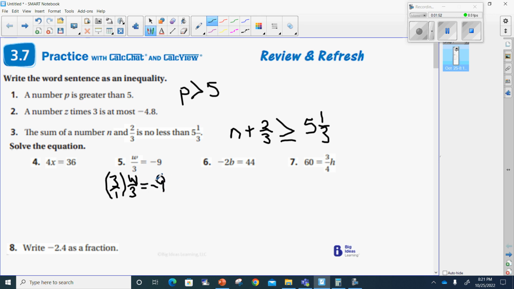Remember, whatever I multiply to one side, I multiply to the other. So I'm going to have to multiply this by 3 over 1 as well. And now I've got, well, the 3's cancel out because 3 divided by 3 is 1, 3 divided by 3 is 1. 1 times W is W. And now I have -9 times 3 over 1. Well, -9 times 3, that's a negative times a positive. That'll give me a negative. And 9 times 3 is 27.